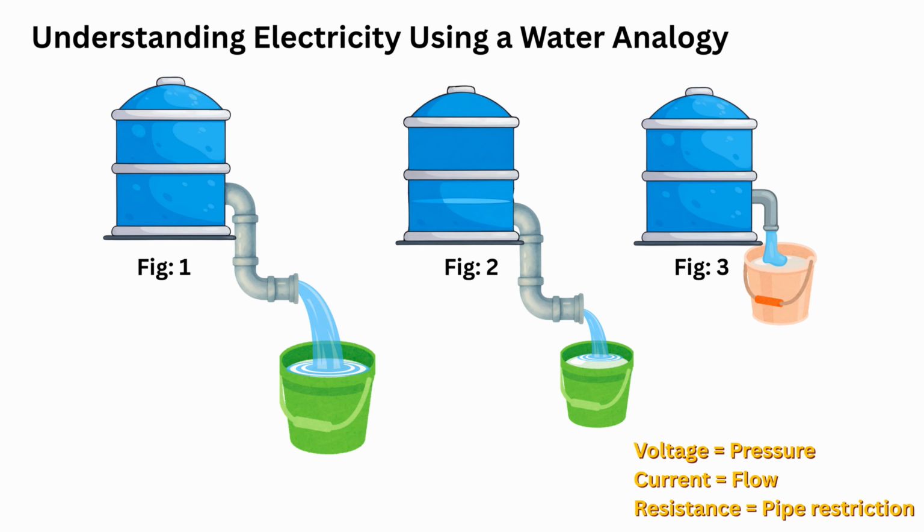So more pressure means more flow. Just like more voltage means more current. But more resistance reduces the flow. And this is exactly how electricity behaves inside a circuit. Voltage is like pressure, current is like the flow, and resistance is the restriction. I hope it's clear now.